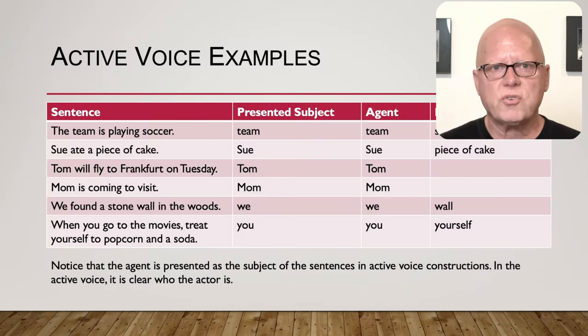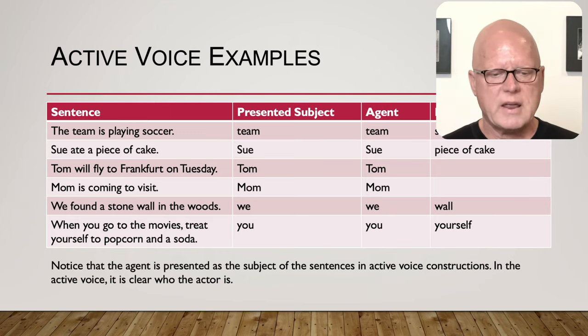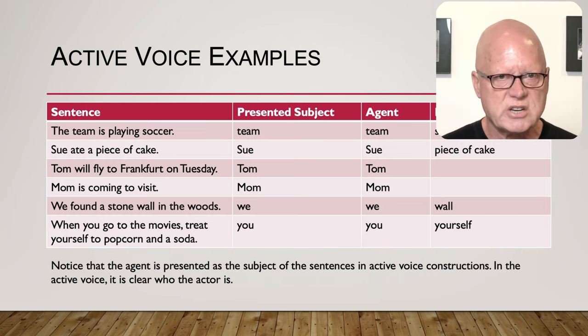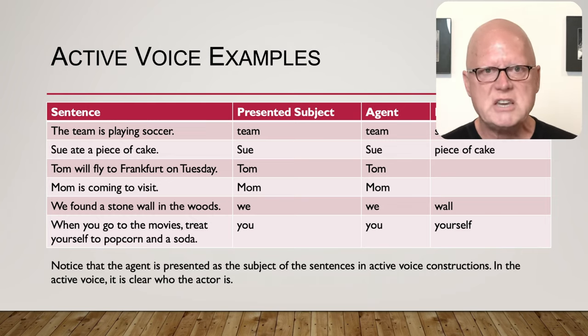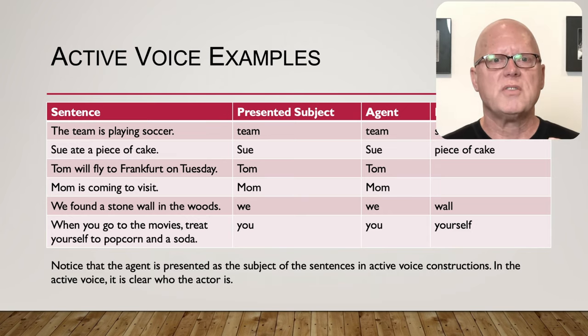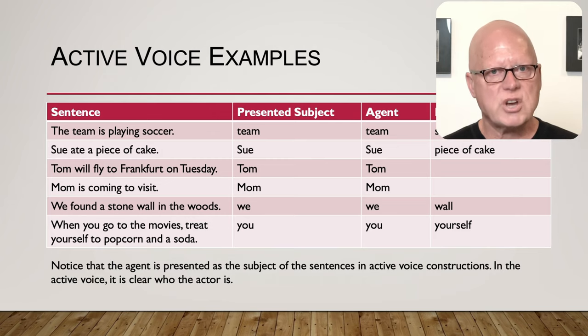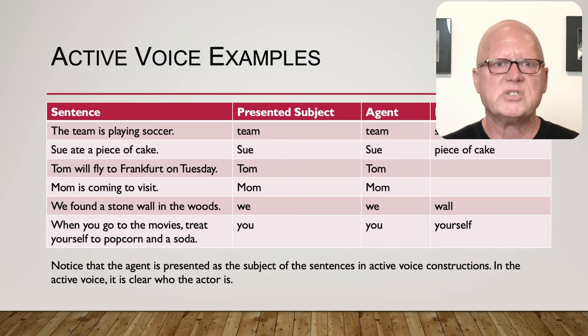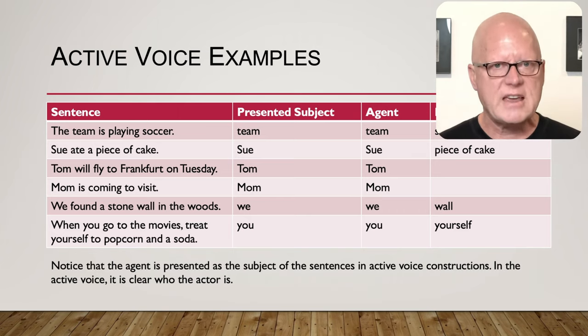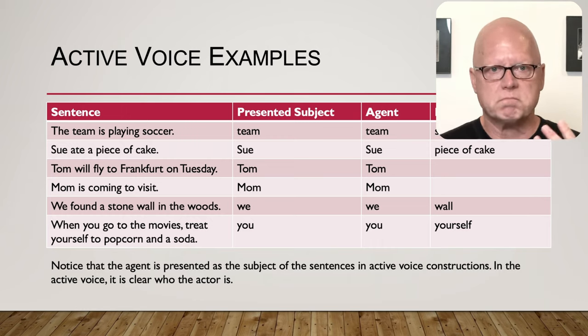Here are some examples of sentences in the active voice. The team is playing soccer. Now, the subject that's presented in that sentence is team, and the agent is team. The direct object is soccer. That's what the team is playing. So in active voice, the presented subject and the agent, the actor in the sentence, is the same.